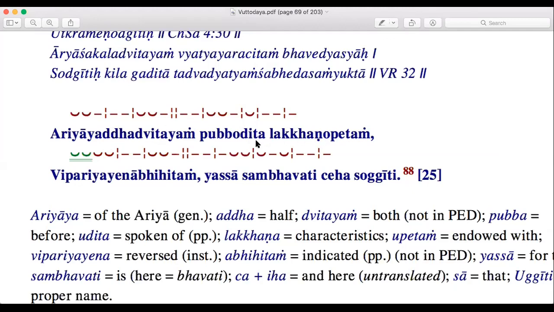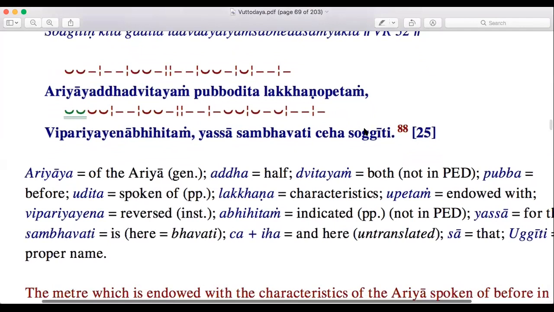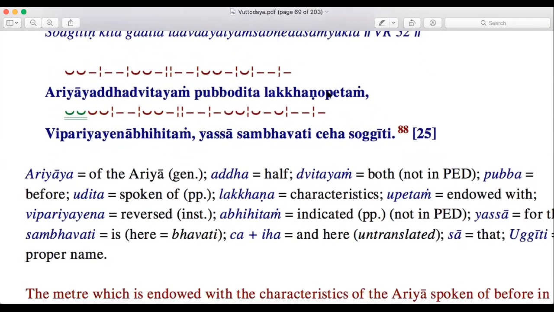Pubbodita lakkano petam. Pubbodita lakkana upetang. Pubbodita should be disjoined as pubbe udita, that is mentioned before, which is mentioned previously. Udita means mentioned or told, pubbe previously. Lakkana, the characteristic which is mentioned previously. Upetang, endowed with, upeta, together with, endowed with.